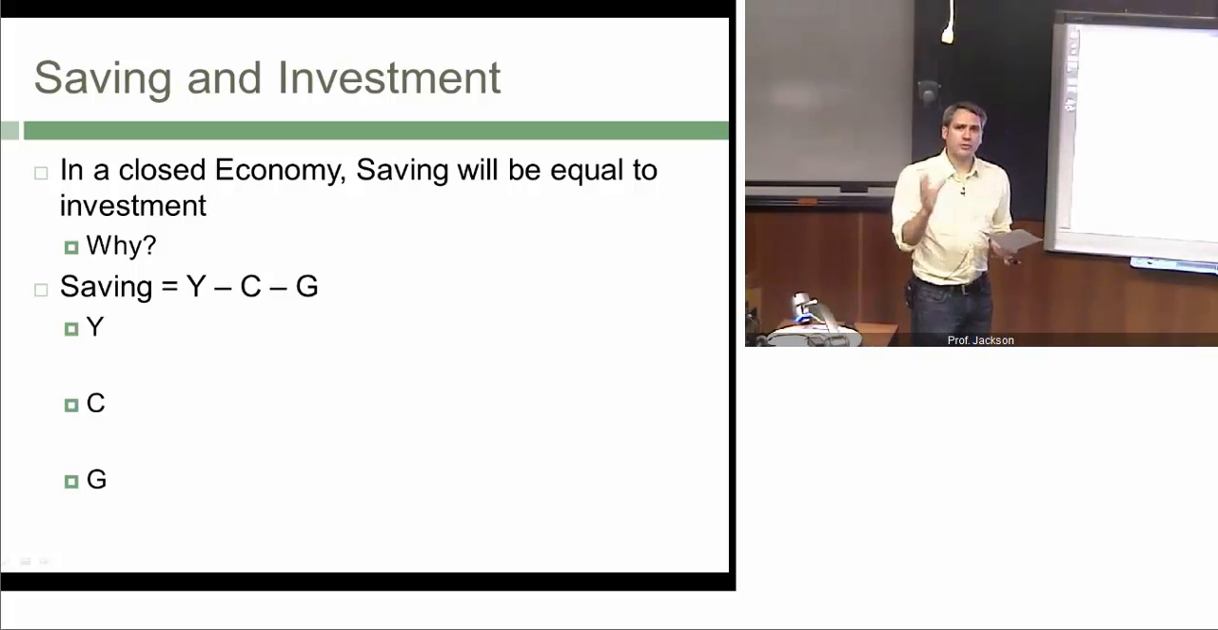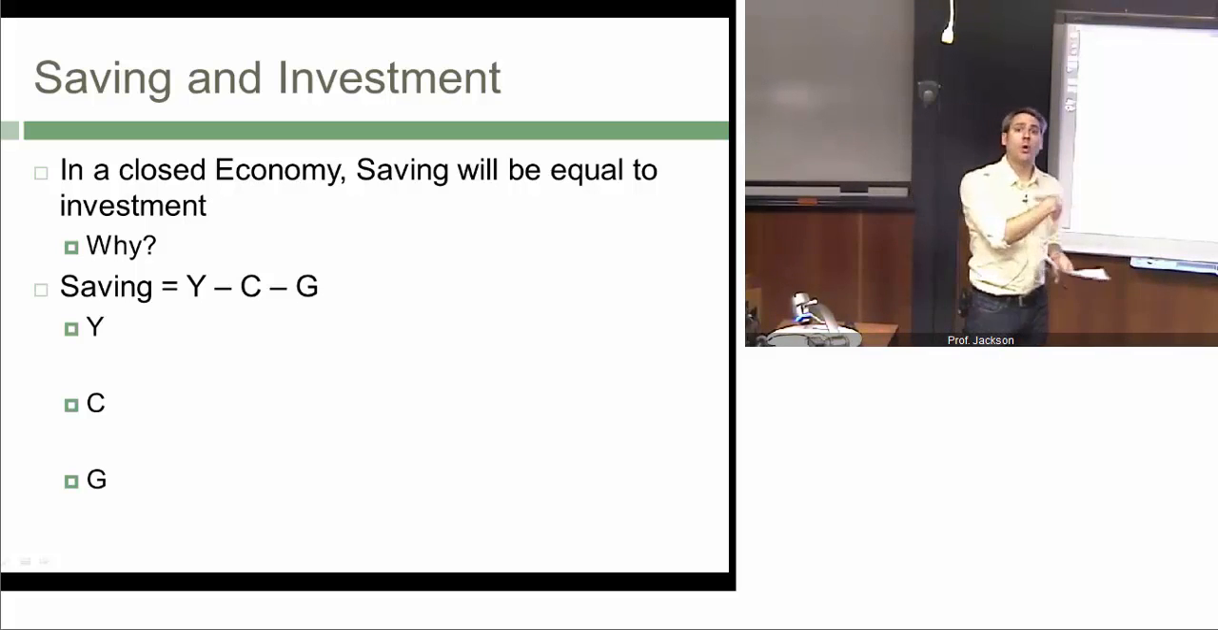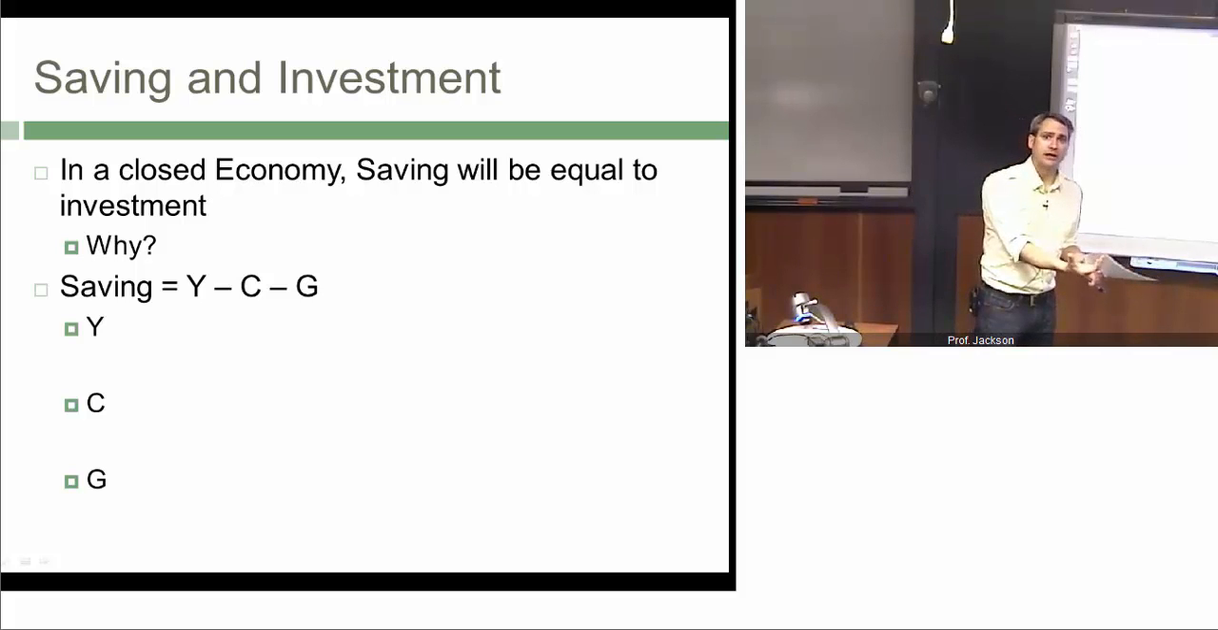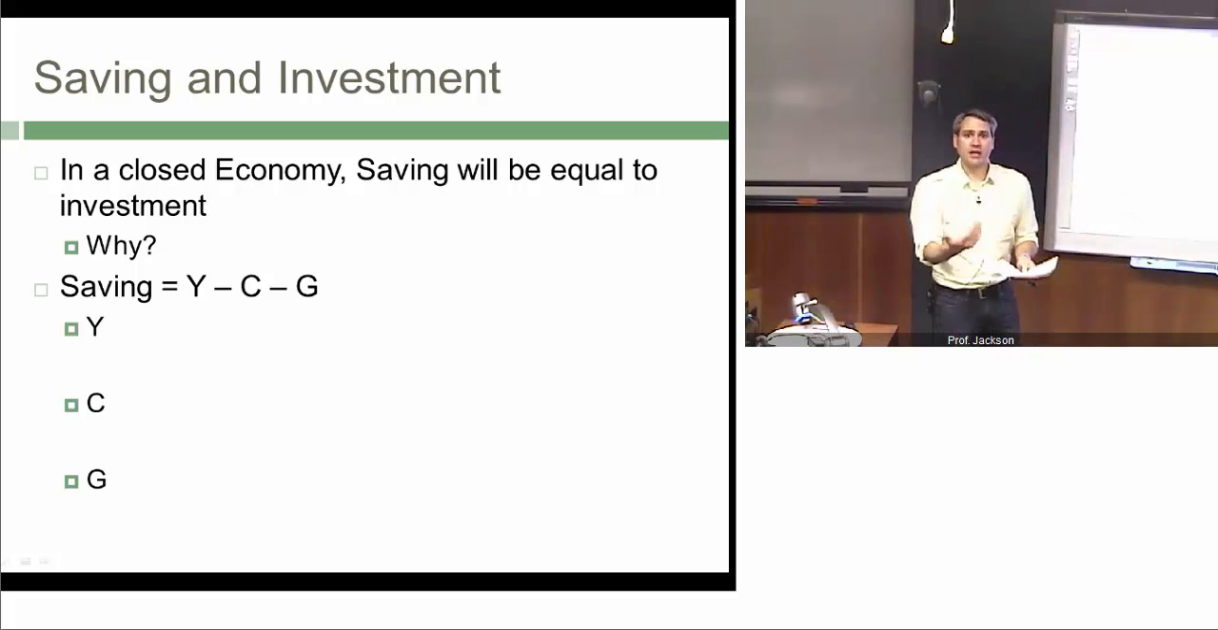The important point to understand and underscore in thinking about what a goods market equilibrium looks like is, first of all, what is saving? What does it look like, and what drives savings?